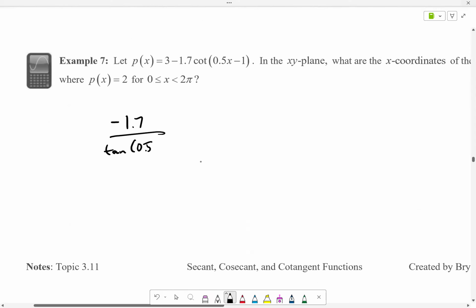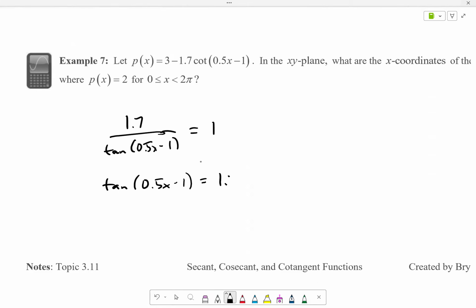Tangent of 0.5x minus 1 equals 2, and then move that 3 equals -1. Is that right? And then I'll cancel those negatives. It was a 3 minus equals 2, so I just did a little work in my head. I subtracted 3 and then multiplied both sides by -1. Got this. And now if I cross multiply, I get tangent of 0.5x minus 1 equals 1.7.